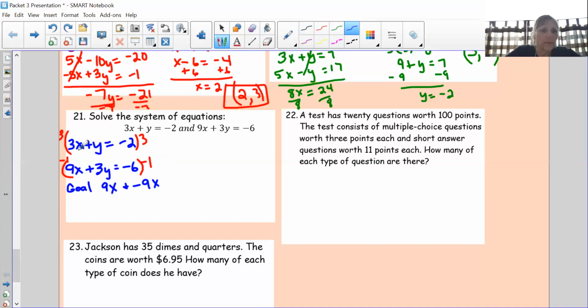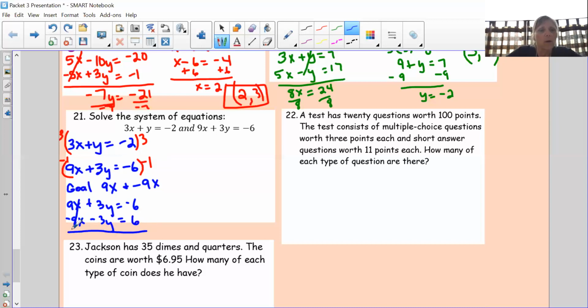Okay, so let's make our two equations. 3 times 3 is 9x. 3 times y is plus 3y. And -2 times 3 is -6. Okay, -1 times 9 is -9x. -1 times 3y is -3y. And -6 times -1 is +6.